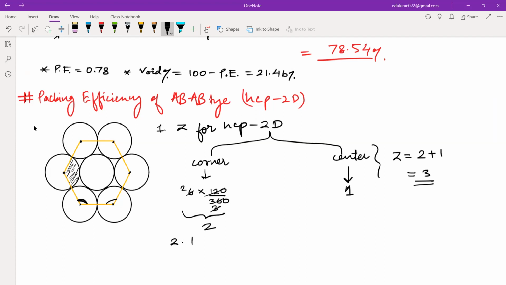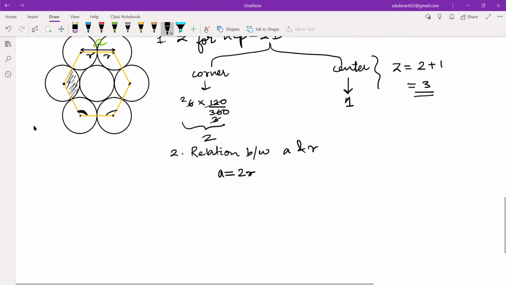And next we have to look at the relation between A and R. So these are the prerequisites, the things that we require in order to calculate the packing efficiency. Now, let us see. This is the edge length A, right, guys? Yes, sir. And we also see that this is R and this is R. So A is equal to 2R. This is the relation between A and R. Please don't write these things.